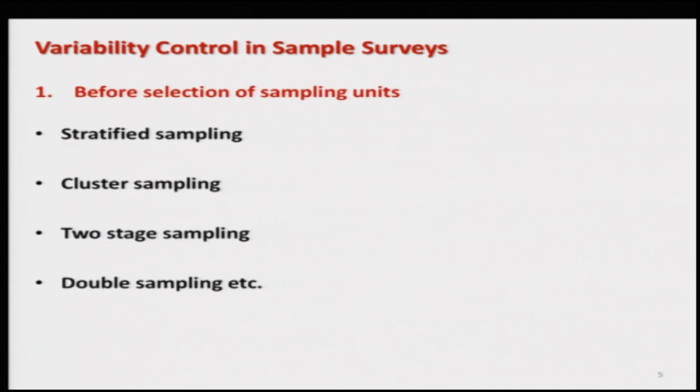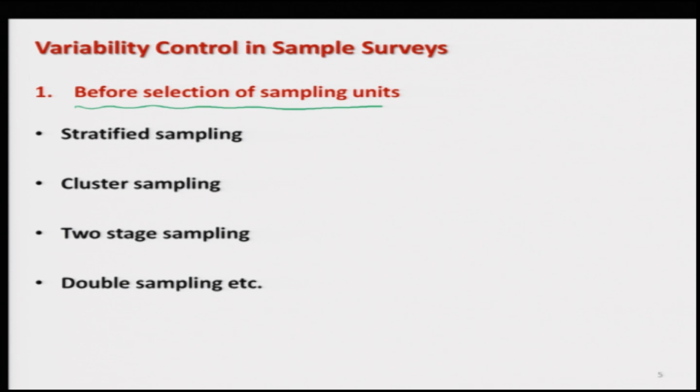For example, there are 3 stages. The variability can be controlled before the selection of the sampling unit, after the selection of the sampling unit, and during the selection of the sampling units. So, when I try to control the variability in the sample before selection of sampling units, then there are different types of sampling schemes which help us in doing so.